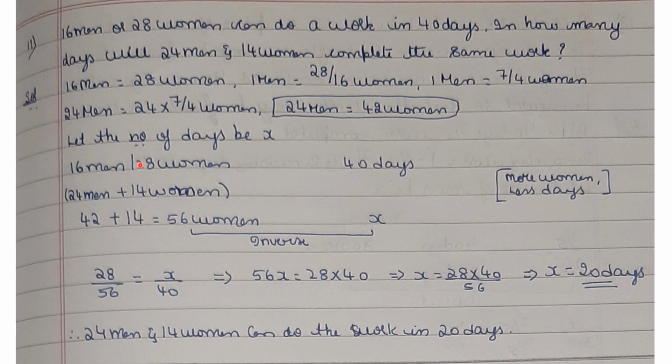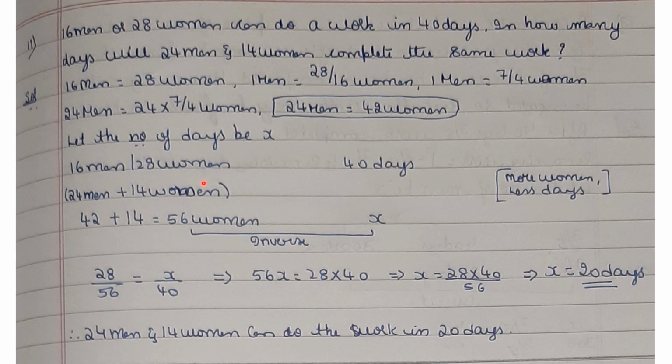So here 56 women is to x, you have to identify this way. So totally you have 56 if only women is taken into consideration. Why? Because we have converted, you can't have both men and women. So here it is either 16 men or 28 women. So that is why here 28 women, here 56 women, here totally 40 days, and here you have x.